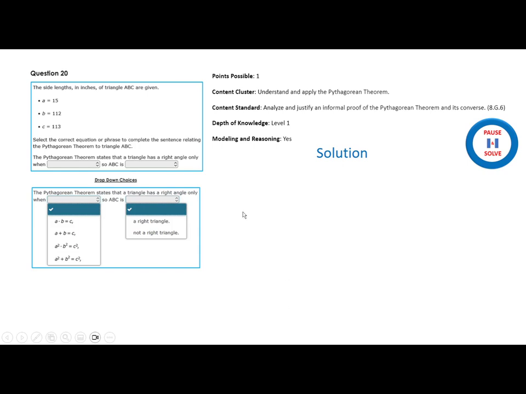The side lengths in inches of triangle ABC are given. Select the correct equation or phrase to complete the sentence relating the Pythagorean theorem to the triangle. So we're dealing with the Pythagorean theorem. You have these 3 here. So let's check if a squared plus b squared equals c squared. Check if this is correct, okay?